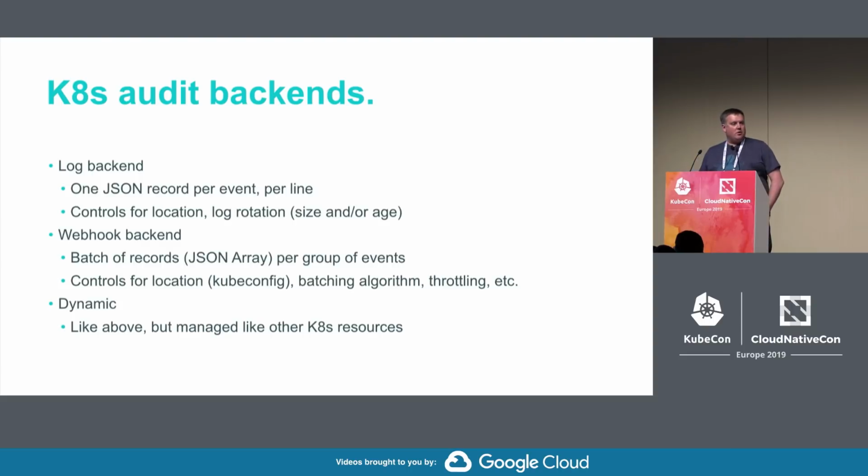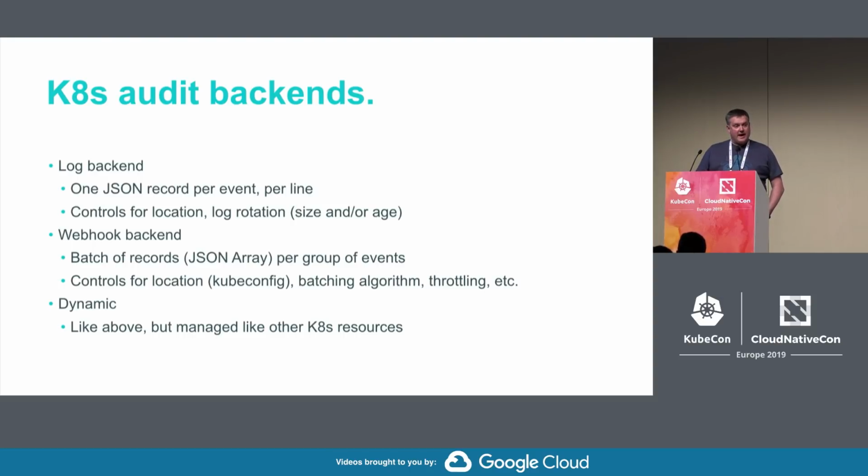So now let's talk about what goes in the audit log for each of these backends. So when you set up a log backend, it's just one line per JSON record and one record per audit event. So it's just the JSON object that we saw before, just one line at a time. So pretty simple. You have controls to basically say where the log file goes, how to rotate it. You can do rotation based on size or age or anything like that.